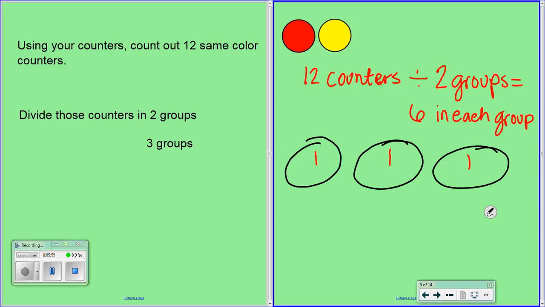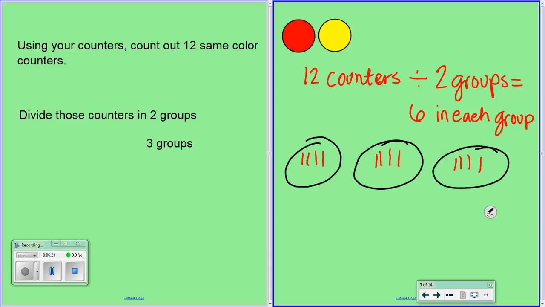Do I still have more counters? Yeah. I've only passed out 3. Another 1 for you, another 1 for you, another 1 for you. Do I still have more counters? Yes, I only passed out now 1, 2, 3, 4, 5, 6. And you keep going. Now I passed out 9. Do I have more counters? Yeah.